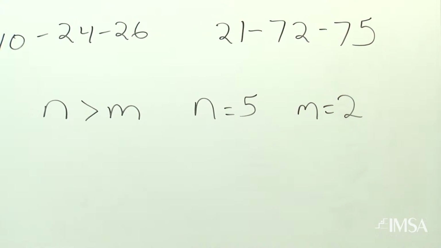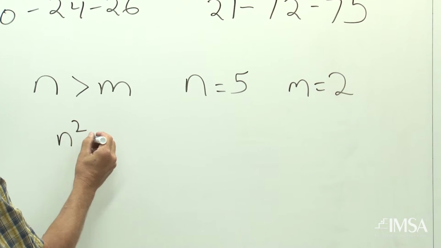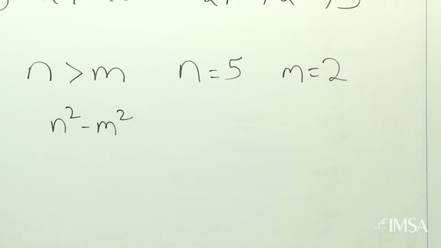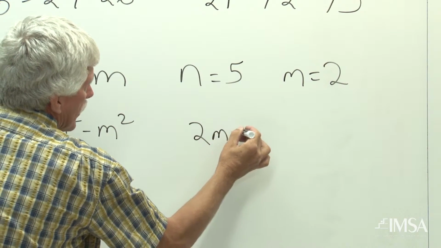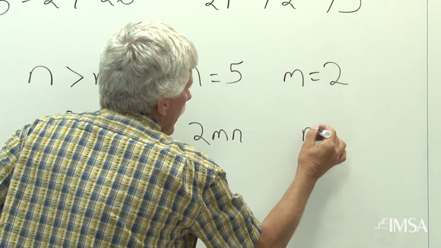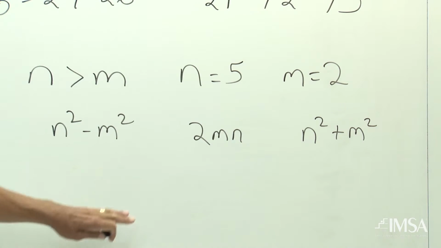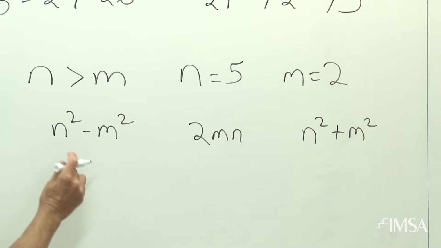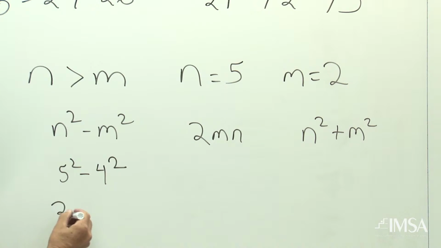We do it in the following way. Our first leg is going to be n squared minus m squared. Our second leg is 2 times m times n. And our last leg will be n squared plus m squared. We'll substitute. Here we have 5 squared minus 2 squared, 25 minus 4 is 21.